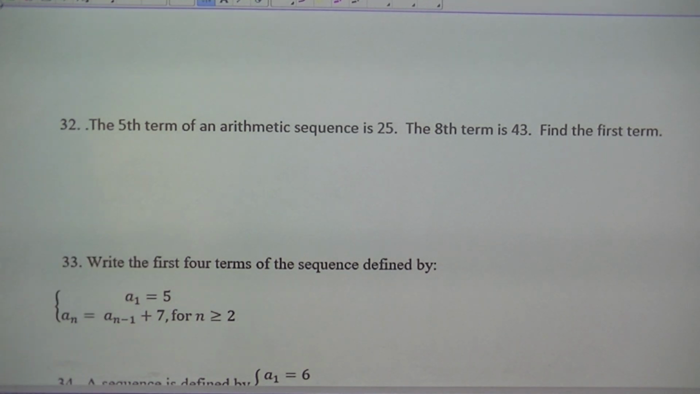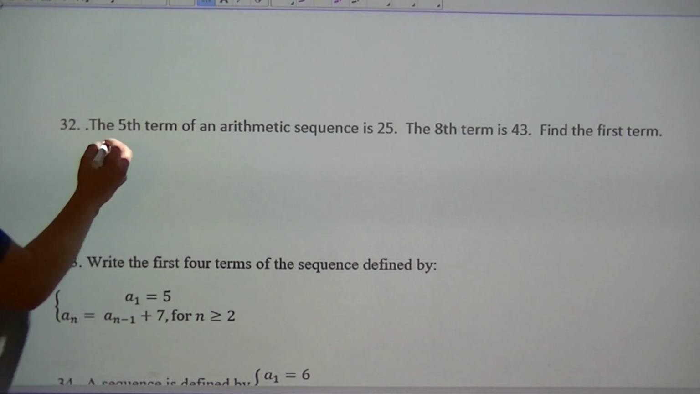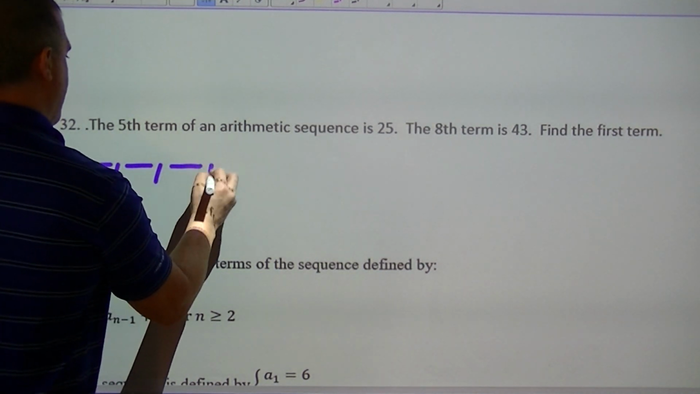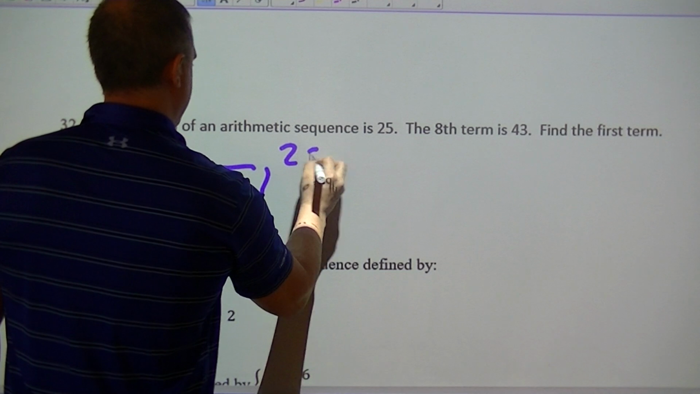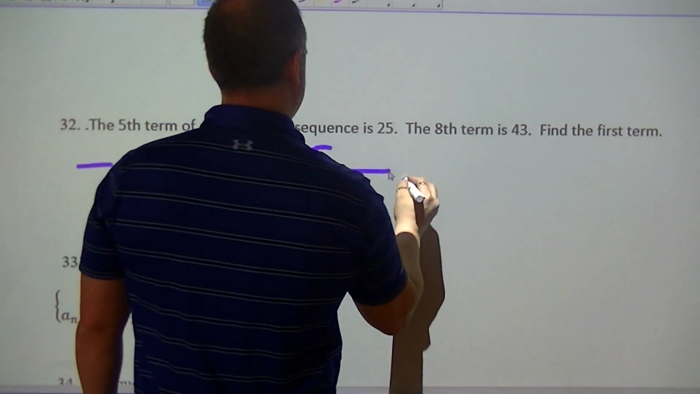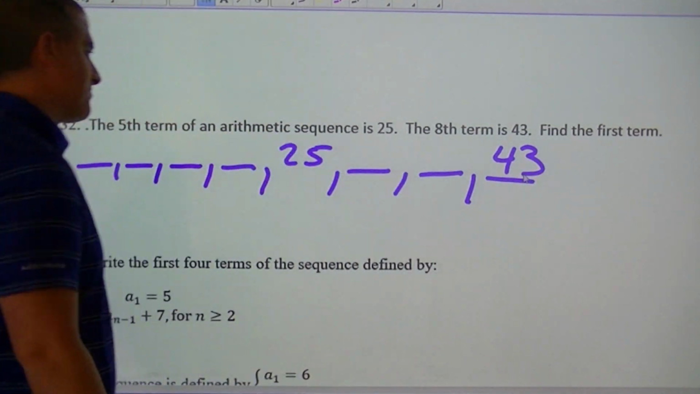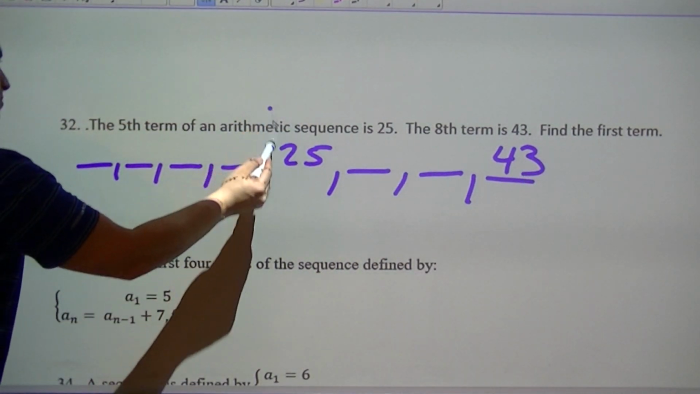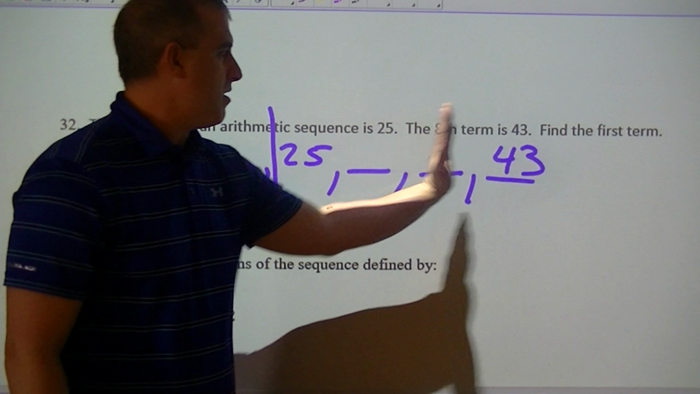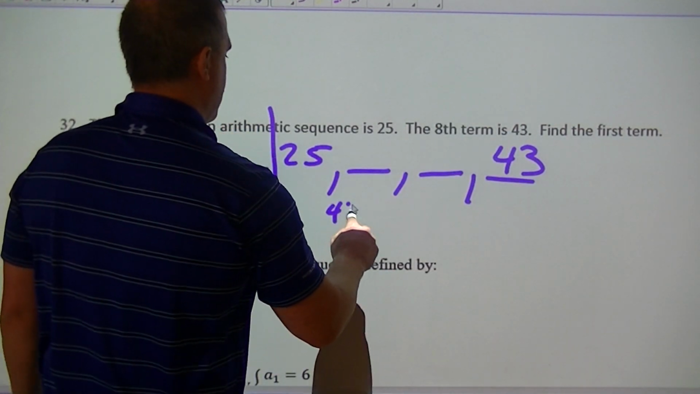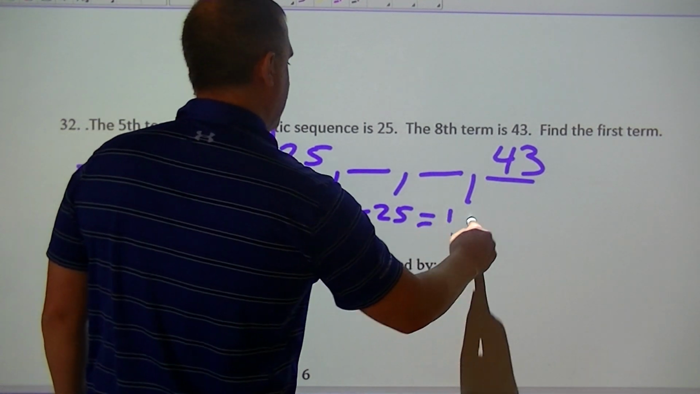Okay? The 5th term of the arithmetic sequence is 25. The 8th term is 43. 1, 2, 3, 4, 5, 6, 7, 8. So, what you do here is you pretend like this part's the only part that matters, and I'm doing an arithmetic sequence. So I'm going to do 43 minus 25, which will give me 18.